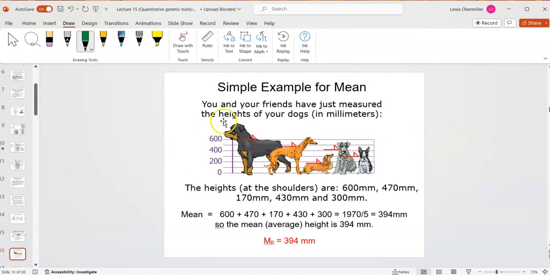Okay. So let's look at dogs. Let's say we look at the shoulder heights of dogs and they're 600, 470, 170, 430, and 300 millimeters. The arrows are showing where we're measuring them to, their shoulder height. So the mean is all of them added together and we divide them by the number of dogs. So 1, 2, 3, 4, 5 dogs. Our mean is 394 millimeters. So the average height is 394 millimeters. And we would say the mean of the phenotype is what MP stands for, but we could just use the same symbol, mean. It means the same thing. No pun intended.